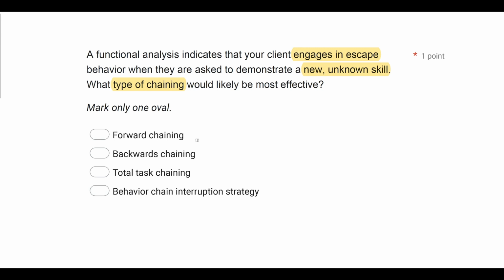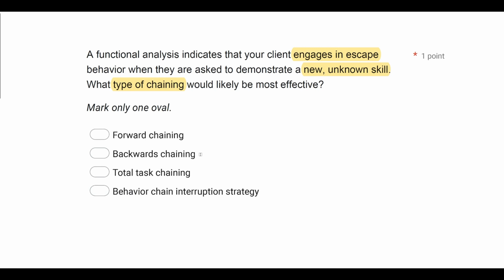What we might try, however, is backwards chaining. With backwards chaining, the client doesn't have to do anything until the very last step, which is going to allow escape. So backwards chaining is used sometimes when escape is the function of the behavior, because by the nature of backwards chaining, the last step is performed and then the client escapes. So a backwards chain is a good way to teach clients who engage in a lot of escape behavior, because you're going to help them do most of the chain until the very end. And then as soon as they engage in that final response, they're free.